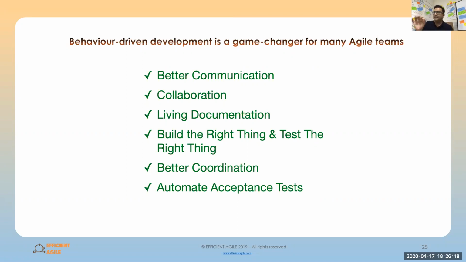Build the right thing and test the right thing and improve that coordination, and focus on automating the acceptance test. Now, this will minimize mistakes, reduce errors, and will ensure a high quality product reaches the users. That's your goal.